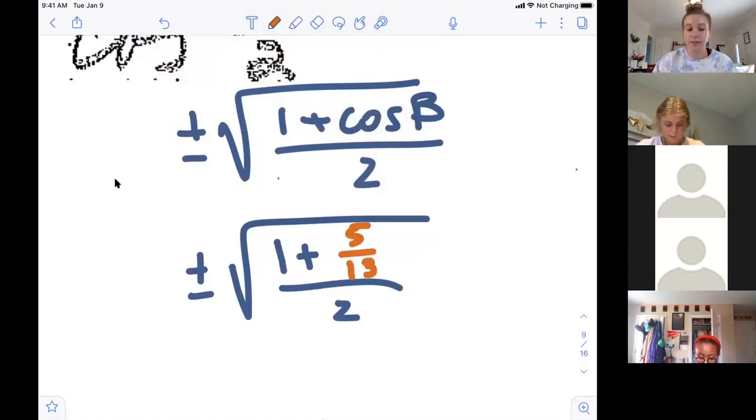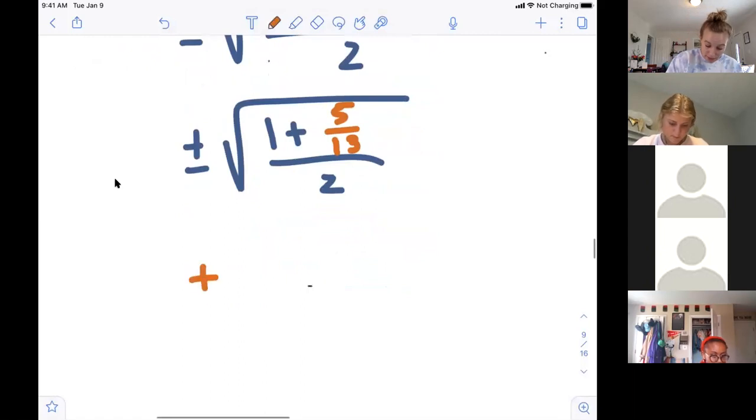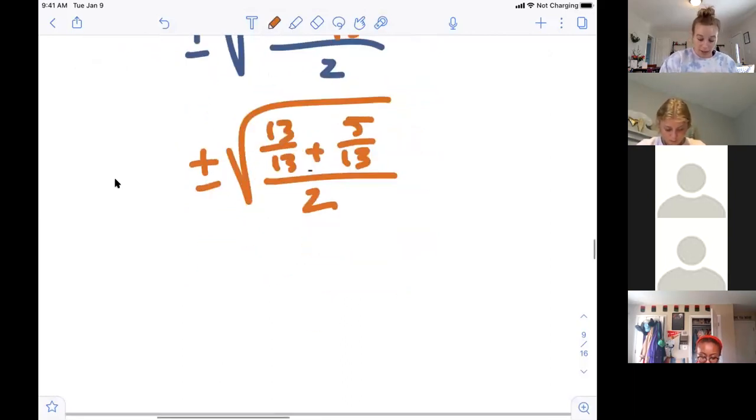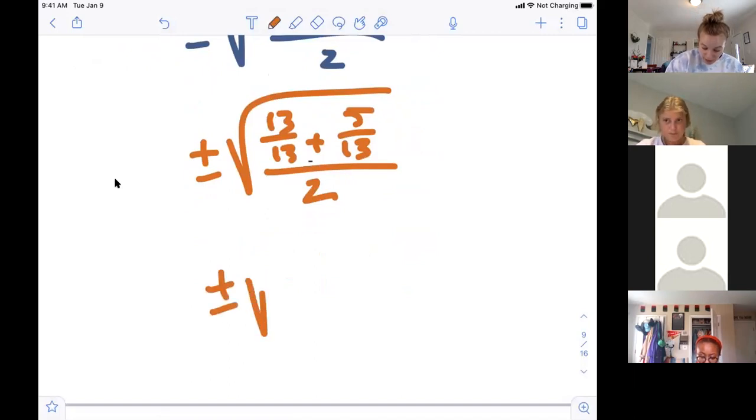Okay, that's as good as that 3 is gonna look. All right, now we just have to start simplifying. So on top, I want to add 1 plus 5/13, so I need like denominators. I'm gonna make that 13/13 plus 5/13 all over 2. Don't lose your 2 in the bottom. 13 plus 5 is 18/13 all over 2.